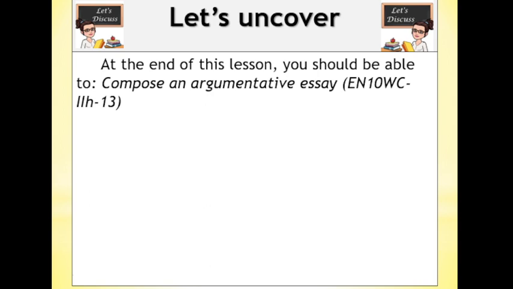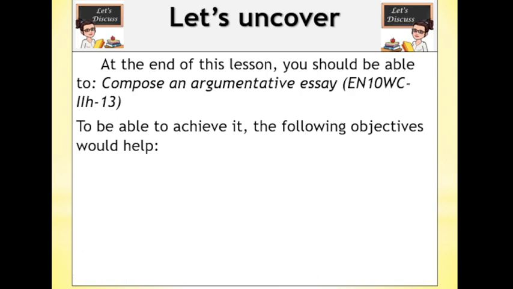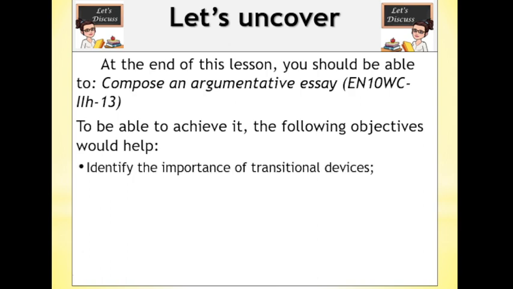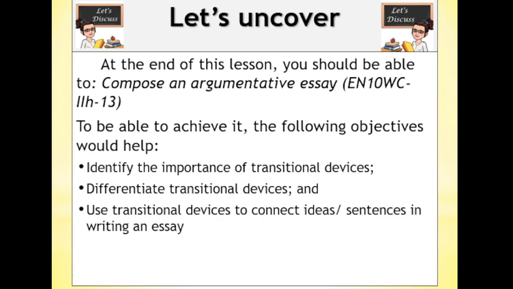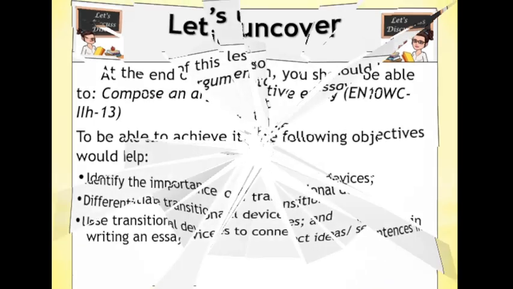As we said, our goal is to compose an argumentative essay. However, it is very important that we have linkages or cohesion in our essay. And this is where transitional devices come in. So to be able to achieve it, the following objectives would help. First, we have to identify the importance of transitional devices. Next, we have to differentiate transitional devices. And lastly, use transitional devices to connect ideas or sentences in writing an essay.